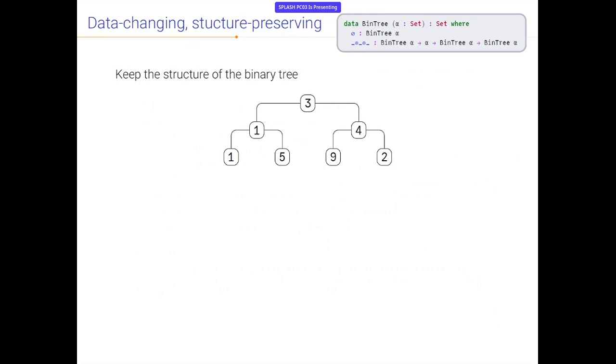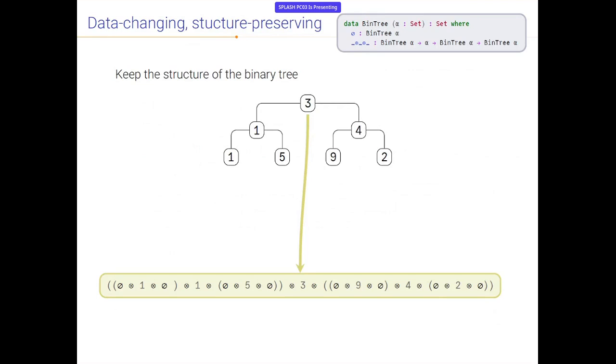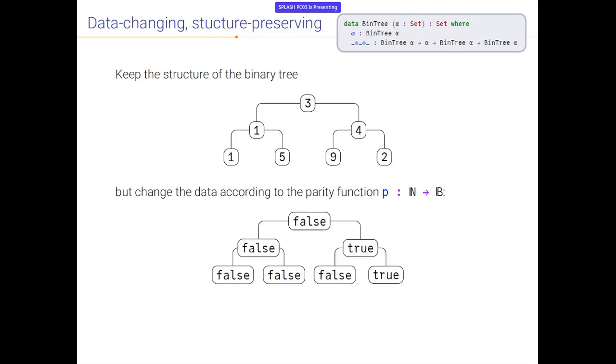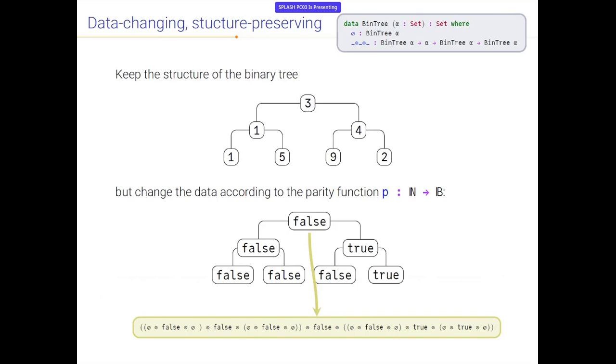So if I tell you, well, keep the structure of this binary tree, but just change the data according to the same function, and so this binary tree is a visual representation of this term. If I write that with actual constructors, then you will come up with, I guess, this solution, and you do the same. You just look at each of the labels, each of the data, and you just apply p to those, and you find the element which has the same structure, but where each of the labels have been replaced by their parity.